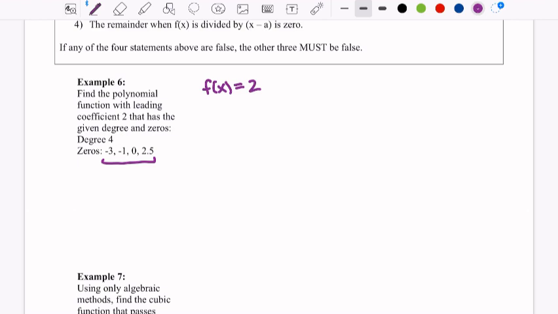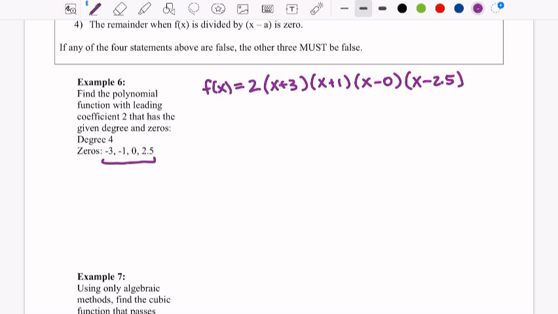Okay, so we have our leading coefficient here, and then we have our zeros. Those zeros are going to help us write our factors. If I have a 0 of negative 3, that means I have a factor of x plus 3. My negative 1 will give me a factor of x plus 1. My 0 will give me an x minus 0 factor. And then my 2.5 gives me an x minus 2.5 factor.